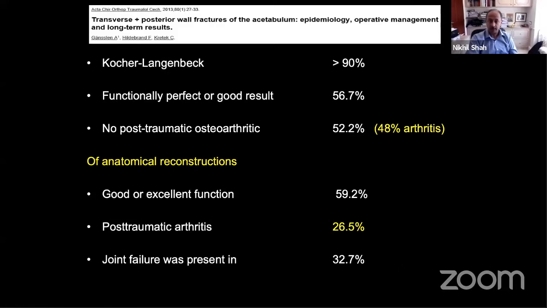In Professor Kretek's paper, if you look at the whole group, 48% got arthritis, despite having a 90% anatomic reduction rate. And if you look at only the anatomic reconstructions, 1/4 got arthritis at 4 to 6 years, despite very, very good reduction. So these are poor prognosis injuries, and there is a risk of joint failure despite technical excellence.